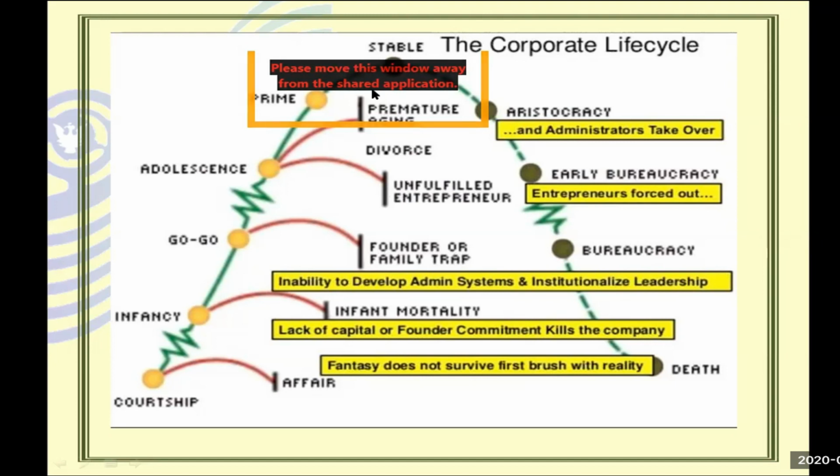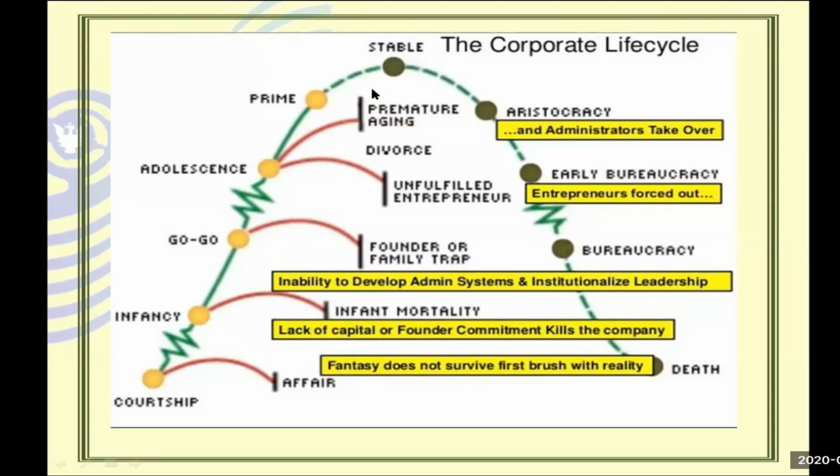We have early prime and prime, and then from there we have stable or stability. Now at this stage, you find that things are okay. Sales are very high and they are peaking, right? The sales are very, very high. And this is now the dream of every owner of a business.